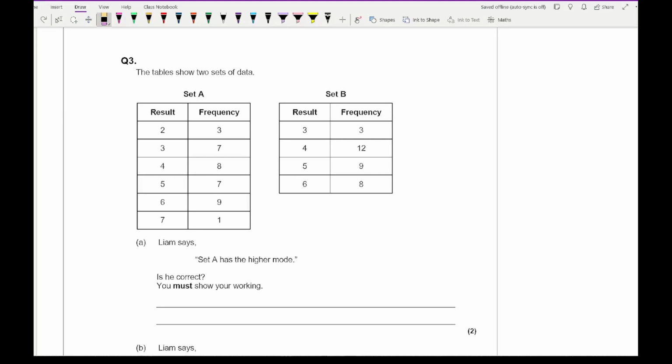So moving on to question 3, it says the table shows 2 sets of data, and we've got set A and we've got set B. And the question asks, Liam says that set A has a higher mode. Is he correct? And he must show you working out.